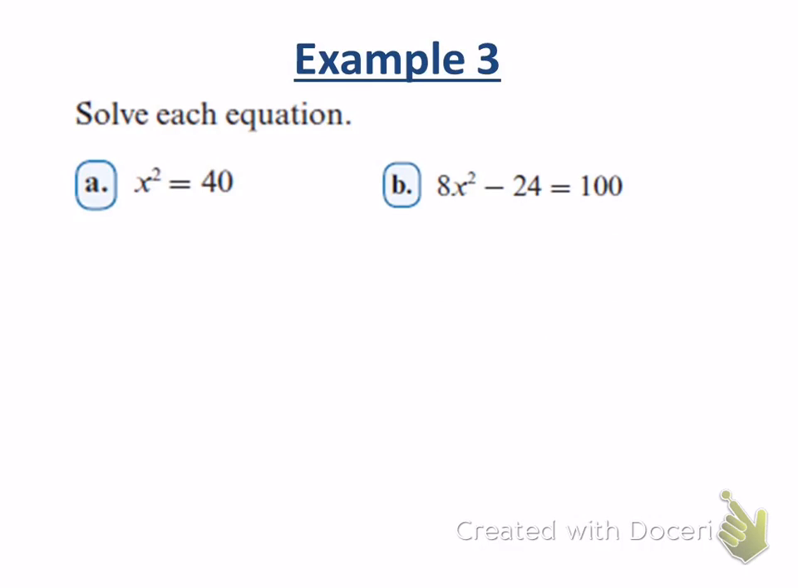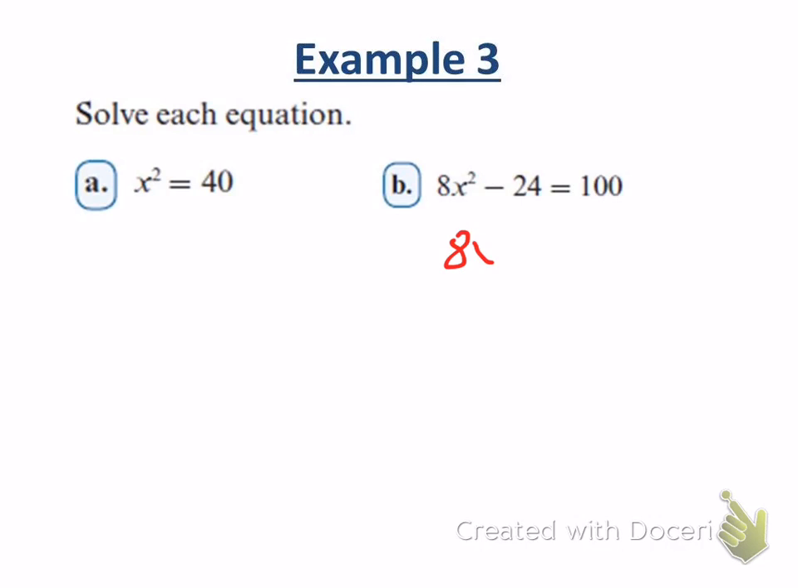8x squared minus 124 equals 100. Does it satisfy the hypothesis? No. Can we make it so? Yes. We can add 124 to both sides, right? And then divide by 8. Does 8 divide into 124? No, it does not. You get 15.5. So we're not going to go there. What we're going to do is simplify it.